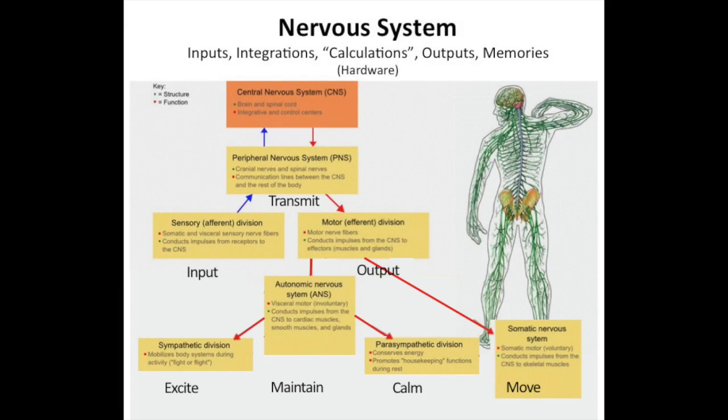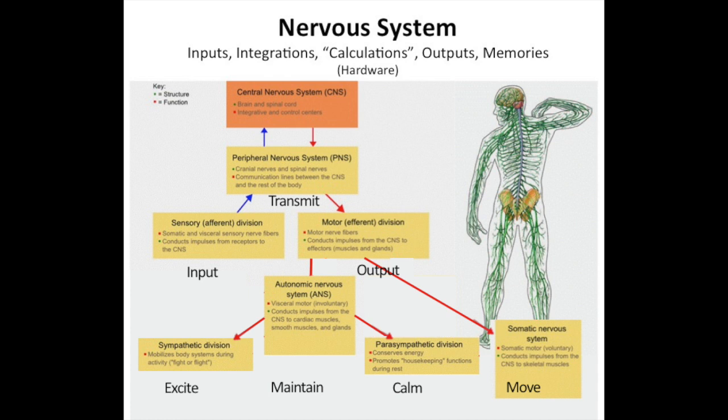Well, we're going to start out with a nervous system overview, which is something most of us probably know about. The central nervous system consists of the brain and the spinal cord. The peripheral nervous system is everything attached to that, and it's divided into two sections: the sensory or input, they call it afferent division, and the motor or efferent division, or the output division.